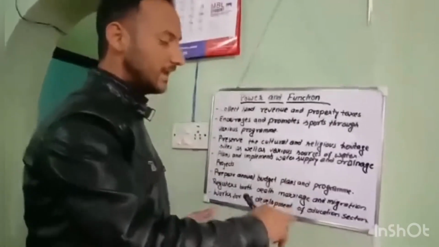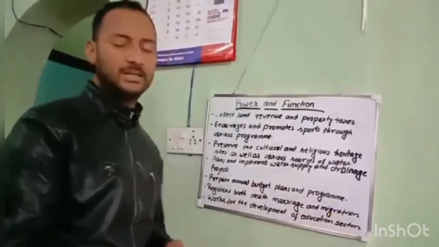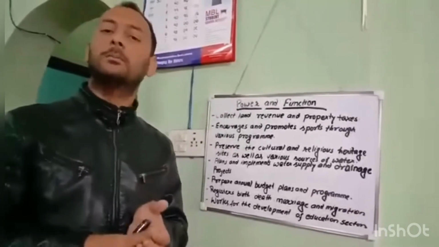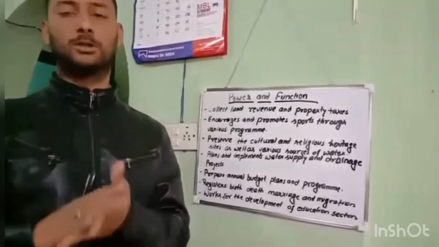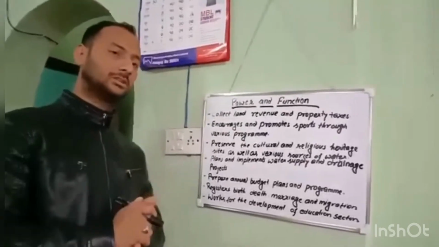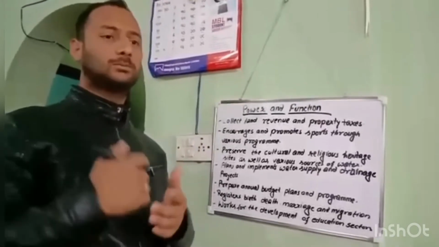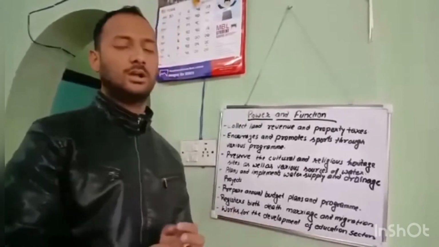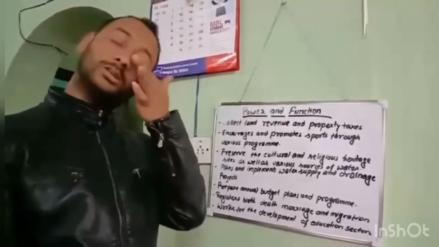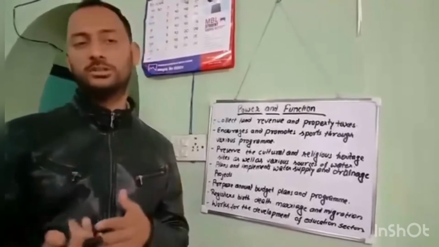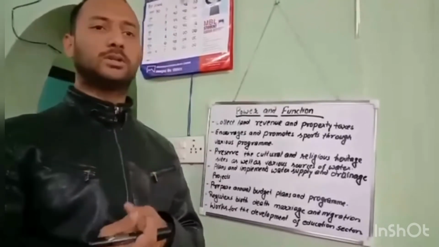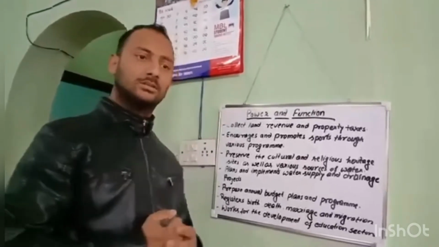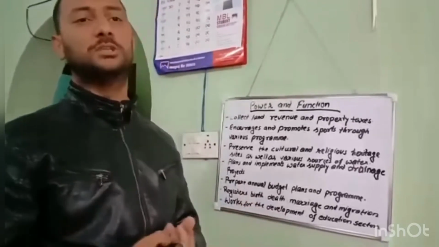Register the birth, death, marriage and migration. We know that birth, death, marriage and migration are the four vital causes of change in the population. And to register these is one of the works of the municipality. Work for the development of the education sector. It makes different plans for education, provides scholarships and different budget for the education sector to provide education smoothly.